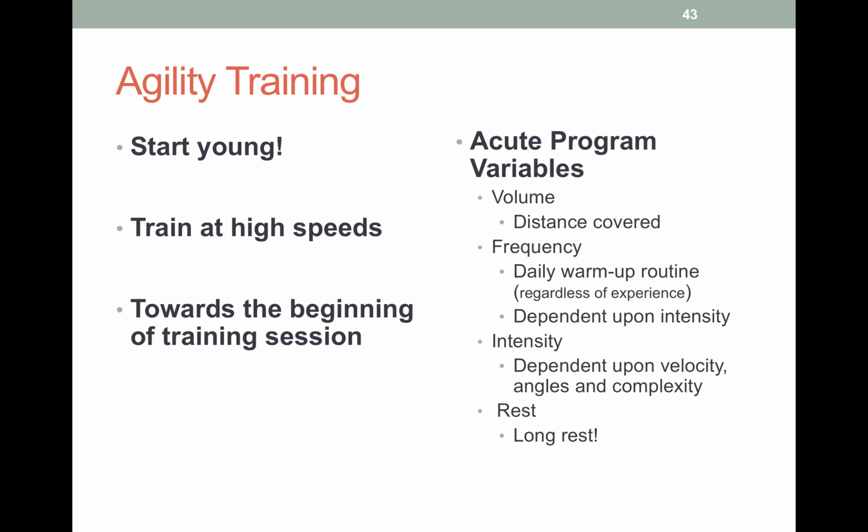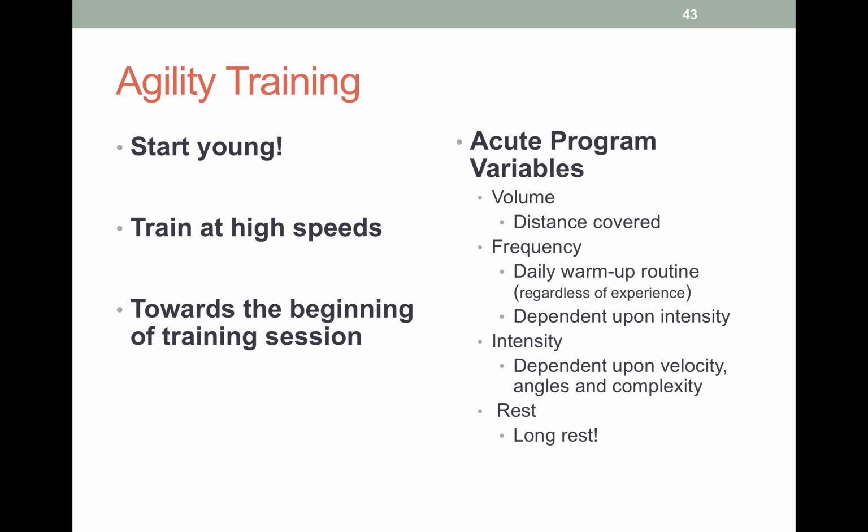So in terms of the acute program variables, how do those fit into agility training? The volume, how you'd really measure volume is the distance covered, is one example there. In terms of frequency, you can implement it as a daily warm-up routine. So this can be used as a warm-up, so really making efficient practices. It is dependent upon intensity in terms of frequency. So if you had a really intense agility training, you don't want to do this back to back in consecutive days. You might even only want to do 1 or 2 a week if it was really intense.